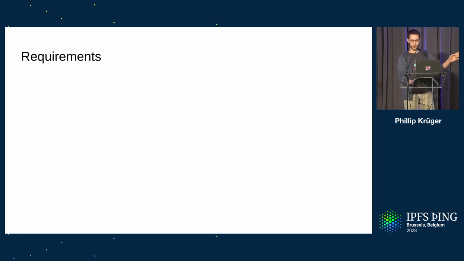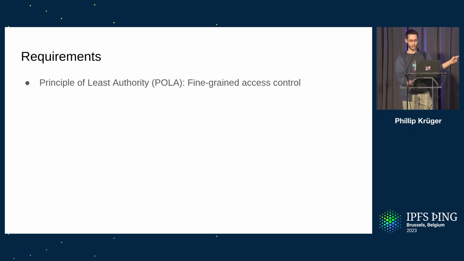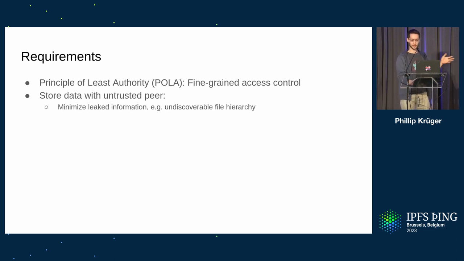So let's gather up the requirements of what we were trying to build. We wanted to have fine-grained access control. We wanted to store data with untrusted peers, which means minimizing leaked information. For example, the file hierarchy shouldn't be readable from reading all of the encrypted data.